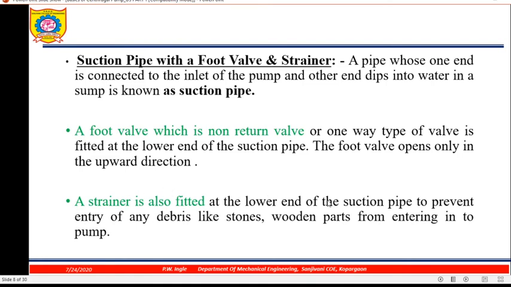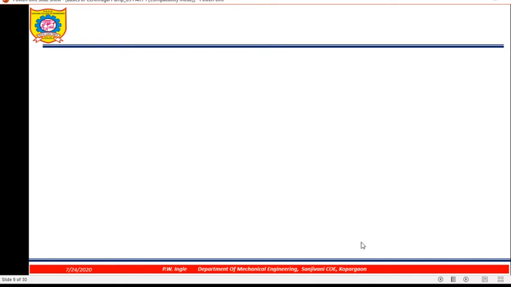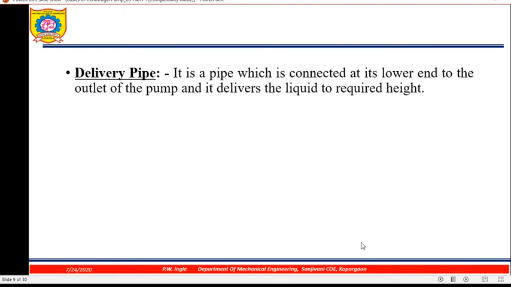Strainer is also fitted at the lower end of suction pipe to prevent the entry of any debris like stone, wooden part from entering into the pump. Okay, these are the components of centrifugal pump.